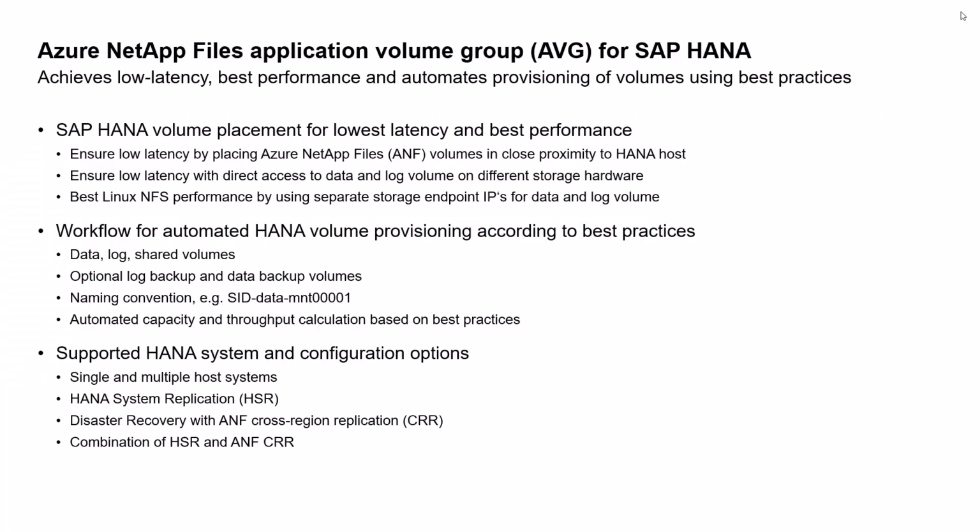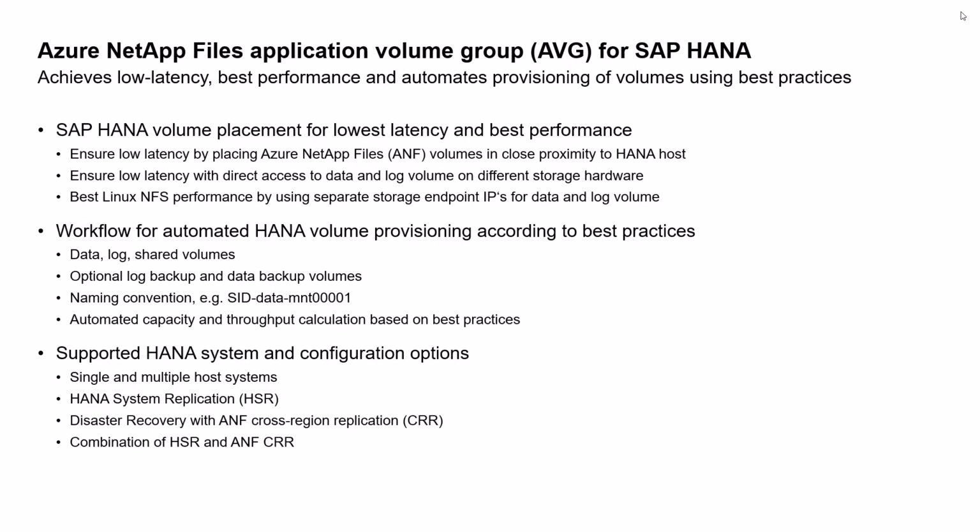Let's get started with an overview on Application Volume Group for SAP HANA, and let me explain why this feature is crucial for SAP HANA using Azure NetApp Files. As you know, SAP HANA applications are performance demanding and require sub-millisecond latency and high throughput numbers. The placement of the ANF volumes used for SAP HANA is critical to fulfill these requirements. With the standard ANF volume provisioning workflow, the required latency and performance can't be guaranteed, and often manual interaction with the Azure team was required.